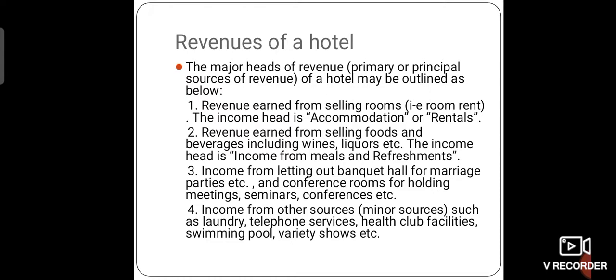So mainly the revenues of a hotel come from the room rent or the rooms occupied, then also from the food and refreshments provided, then for the hall or similar arrangements, then income from other sources.